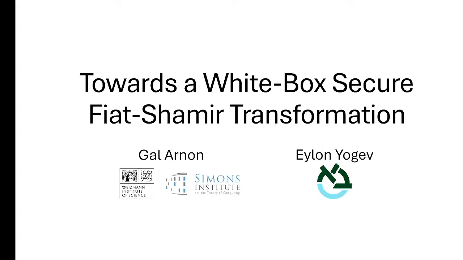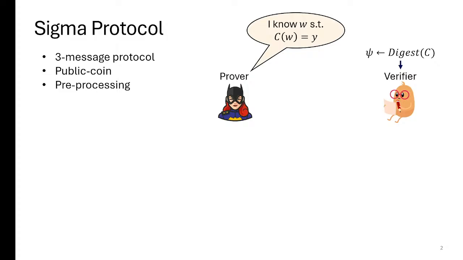So I'll be talking about Fiat-Shamir and trying to mitigate an attack that recently occurred. This is joint work with Arnon. In this talk, I'll always be focusing just on Sigma protocols. These are 3-message protocols, and they're public coin, which means that all of the verifier's messages are uniformly random. And I'm also going to be in a pre-processing model, so I'm going to talk about only Sigma protocols for circuit satisfiability.